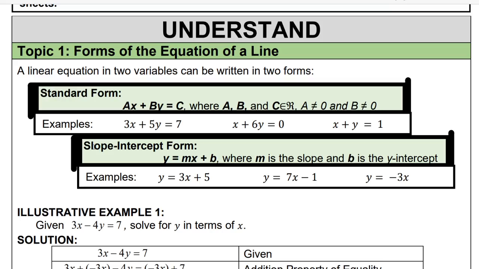Another, we have here the slope-intercept form. So the slope-intercept form is written in the form of y equals mx plus b, where m is the slope and b is the y-intercept.